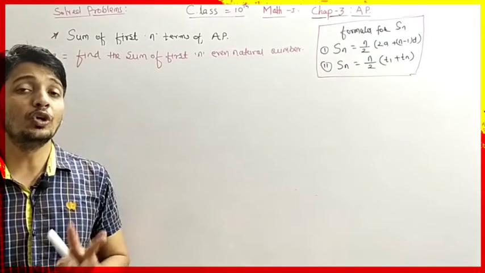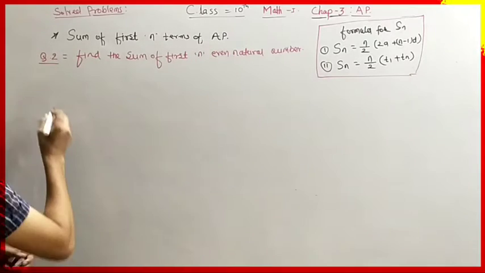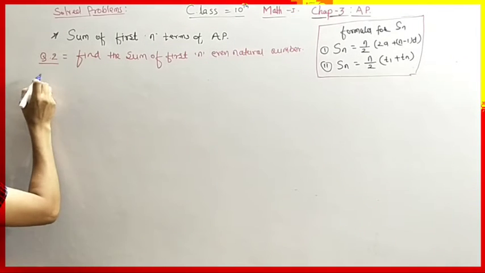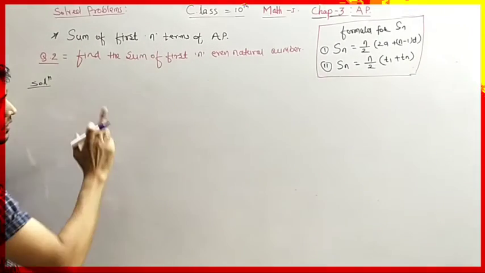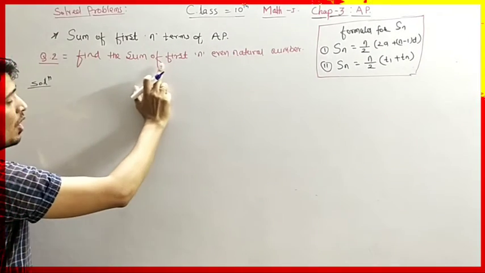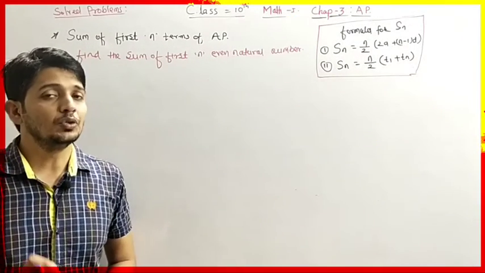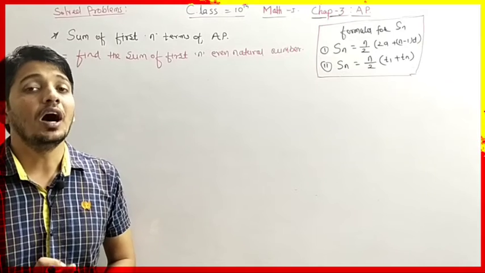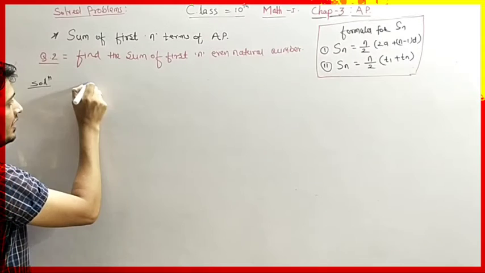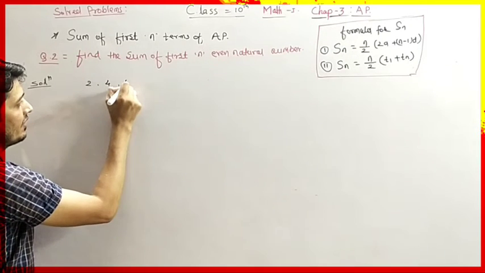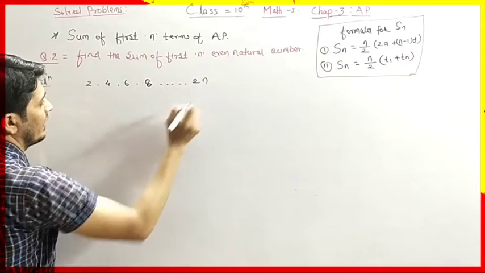So now we are going to solve the second solved problem, which is very important. It is the conceptual part. Okay, so first we have to write in solution. See, the question is find the sum of first n even natural numbers. So what are even natural numbers? Those numbers which are divisible by 2 are called even natural numbers. Okay, so the first term is 2, then we have 4, then 6, then 8, up to 2n.